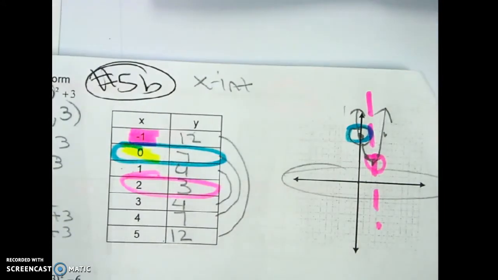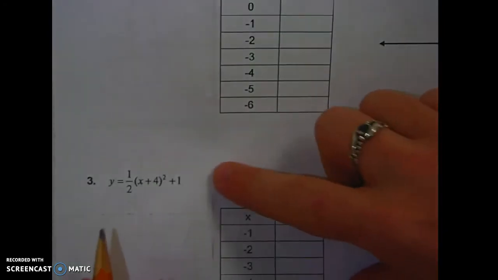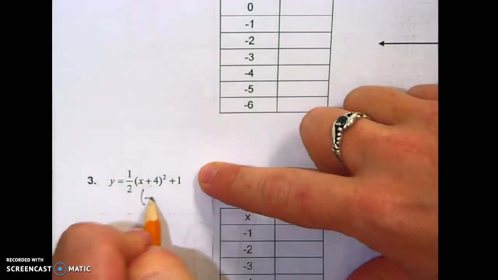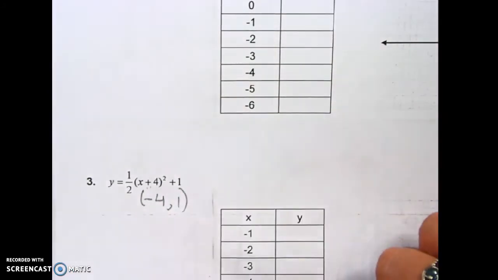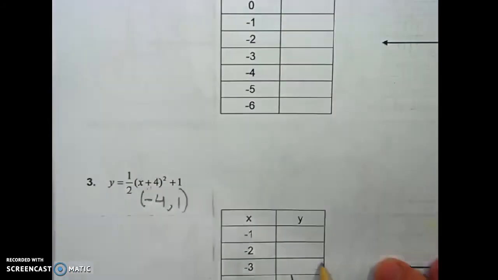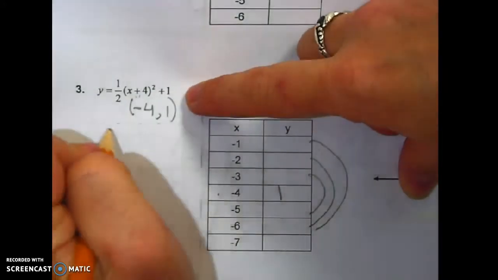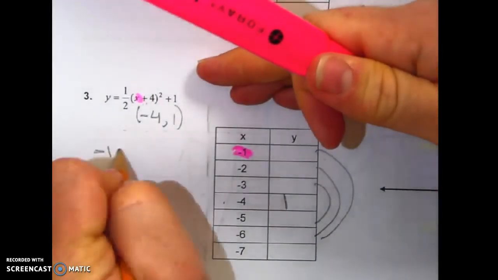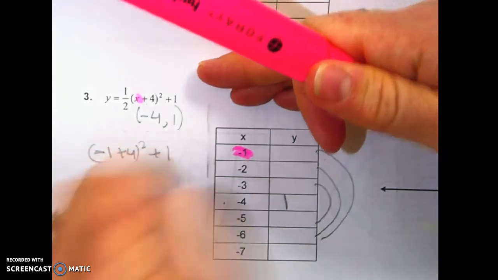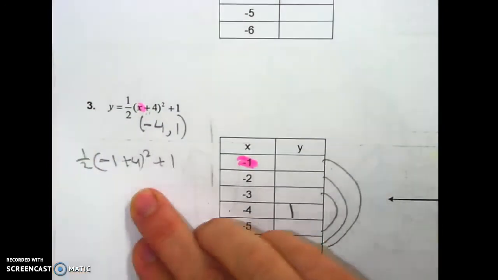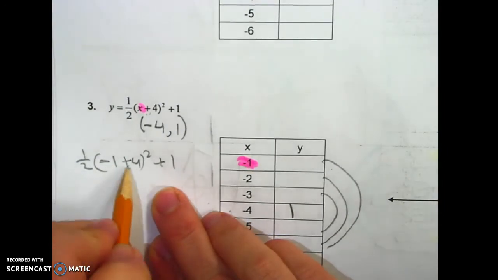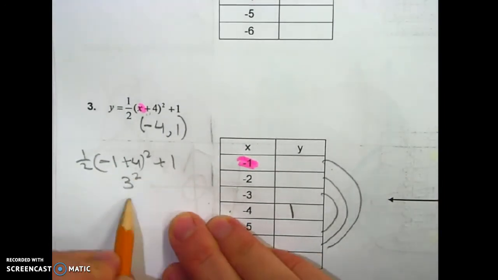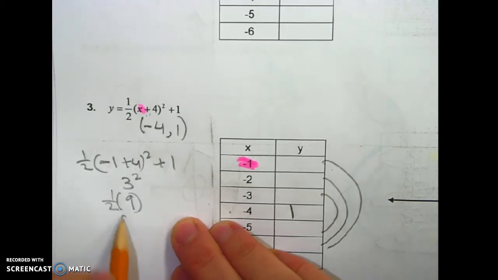Okay? Let's do one more, and then I'll let you do the rest. Let's do the fraction one. So I know that the vertex is the opposite of that number and that number. So boom, there's -4, 1. Now I know that this will match, and this will match. So I'll plug in -1 first. I'm going to take -1 and put it in for x. So I'm going to go -1 plus 4 squared plus 1 times 1/2. This is definitely going to be a workout, but you'll be okay. -1 plus 4 is 3. Squared is 9 times 1/2 is 9/2.